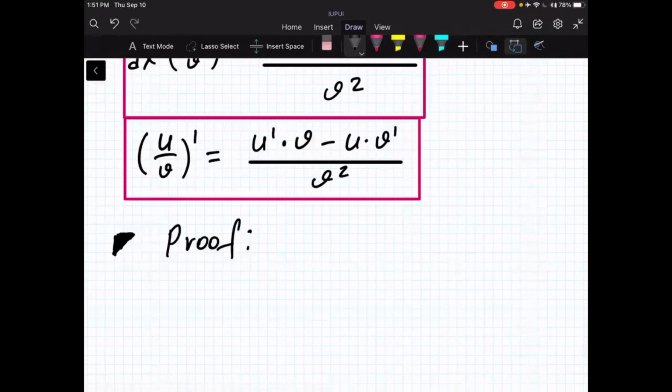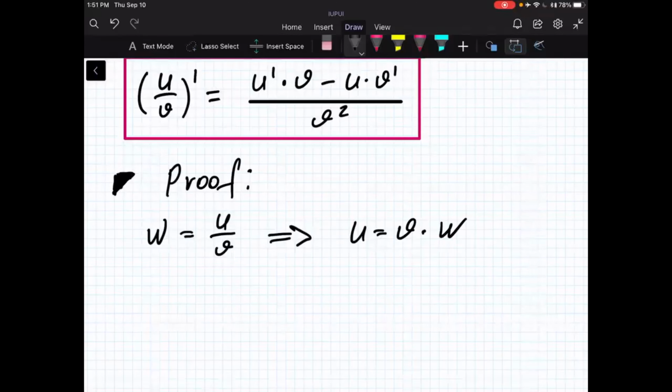So suppose we have a function, let's call it w, which is u over v. But that means that u is equal to v times w. And let's calculate the derivative of u instead of the derivative of w, because we know the derivative of the product. I am using prime notation instead of dv over dx, because it's more compact. You can look at the different notation in the textbook.